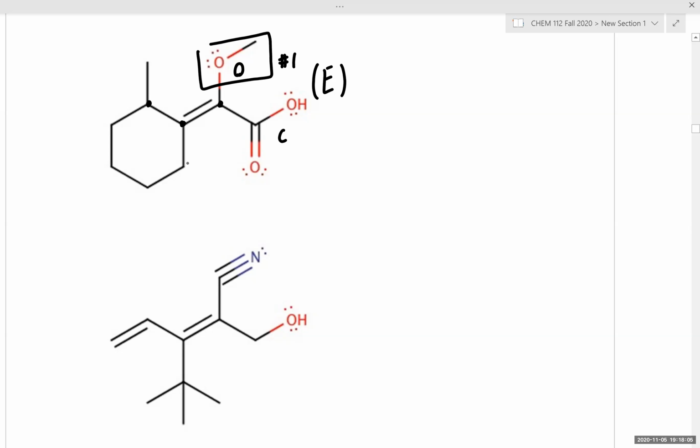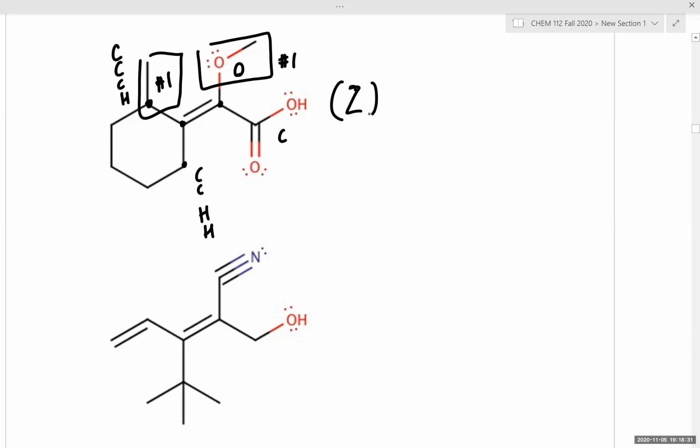Okay, counting 1 carbon away on the right. We have 3 carbons and a hydrogen versus 2 carbons and 2 hydrogens. So which group is higher priority? The top or the bottom? The top. So looking at this, I see I have both my high priority groups on the same side. So it would be a Z alkene. Does that make sense? Does that process make sense?